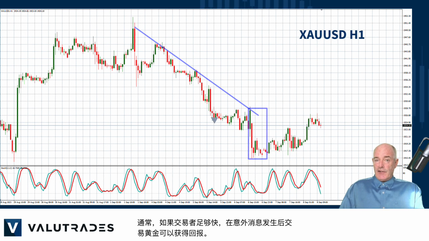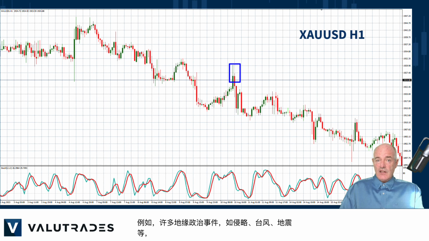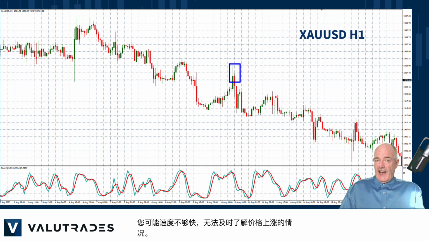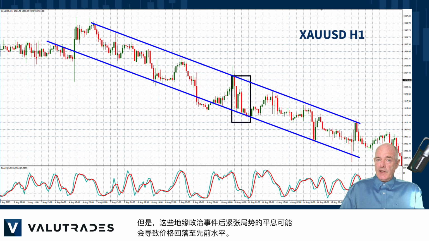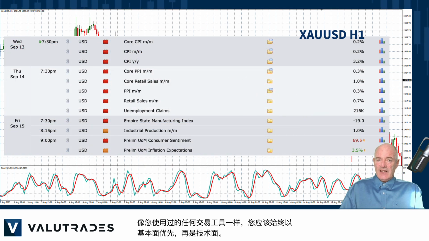Often trading gold after unexpected news can reap rewards if the trader is fast enough. For example, many geopolitical events like aggressions, typhoons, earthquakes, etc. can cause investors to quickly lose confidence in the equity markets and shift their investments to cash and/or gold, thereby driving up the price. You may not be fast enough to get in on the rising price, but the calming of tensions after these geopolitical events can then cause the price to fall back to previous levels. Like any other instrument you trade, you should always follow the fundamentals first, then the technicals.